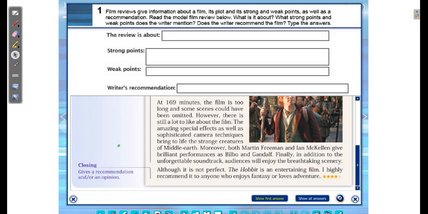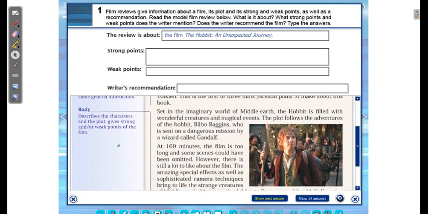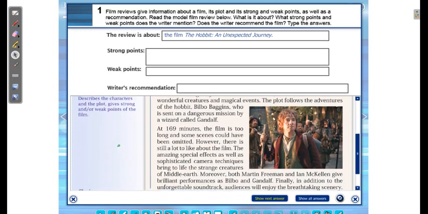So the first thing we're going to do is answer these questions and see what the film review talks about. So the review is about what? What do you think the film review is about? Yes, the film review is about this film. What are its strong points? Okay, in the body, we have the strong points. If you go to the body, in the second paragraph, you can see the strong points here.